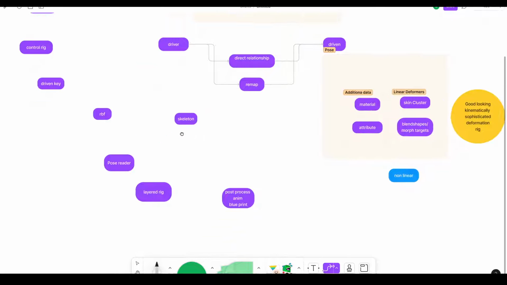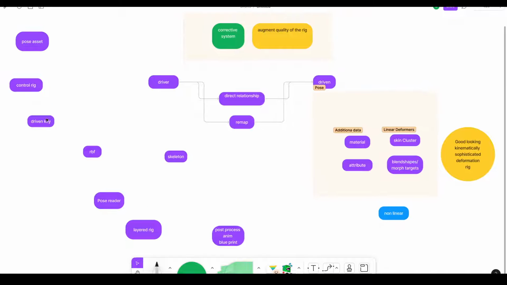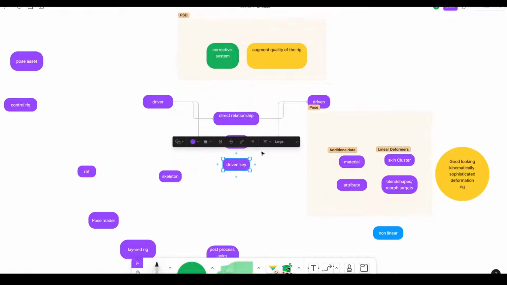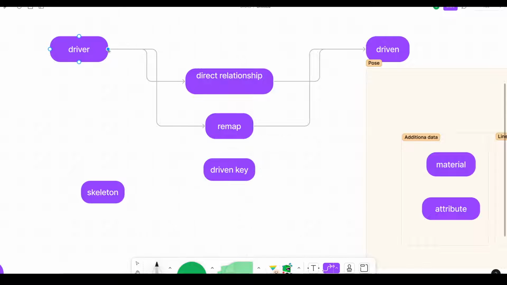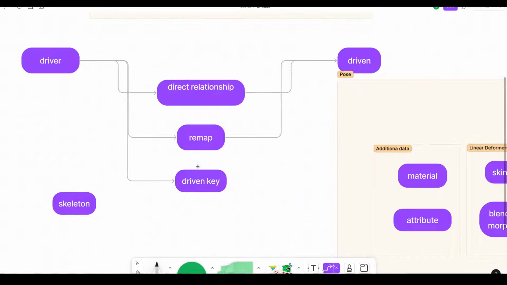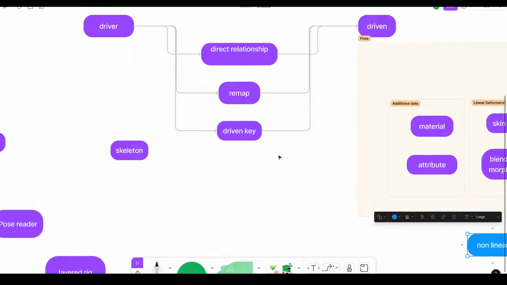Or I can use a driven key. You may have heard of this word. This is very similar to remap, but the difference is that while I'm interpolating between 0 and 1, the value can be multiplied by a curve to introduce slow ins, slow outs. So you can have a value that goes from 0 to 90, but the output value goes from 0 to 10, but between 0 and 5 is slower than from 5 to 10. This can introduce delays and make stuff non-linear.